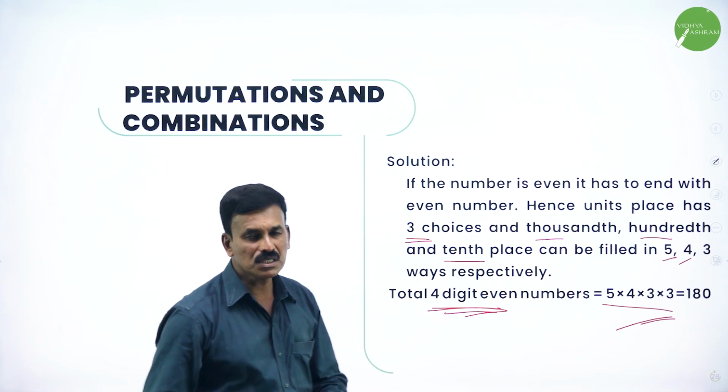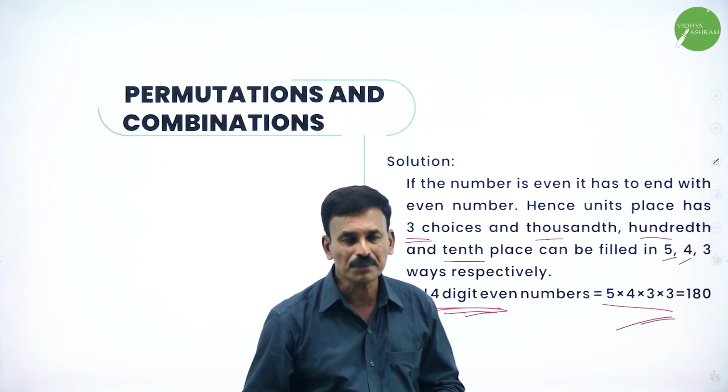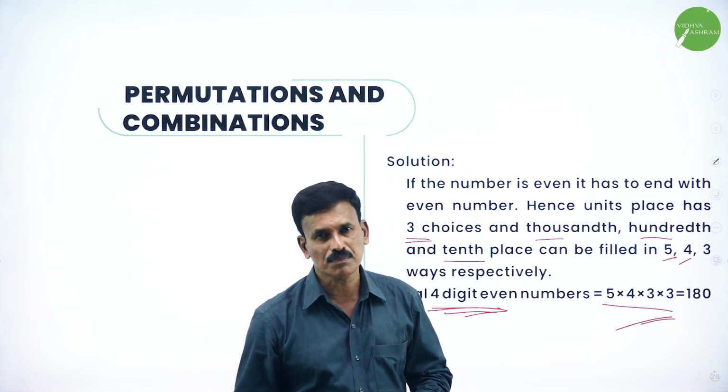Hope you followed. So these are a few simple examples for permutations and the factorial representation.